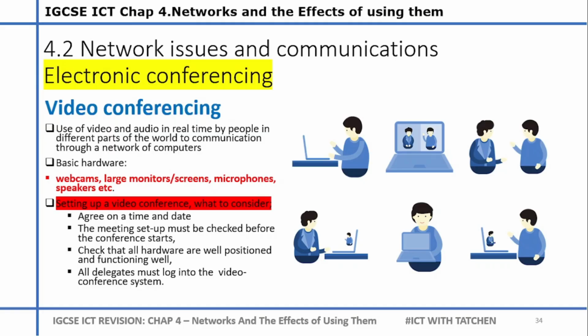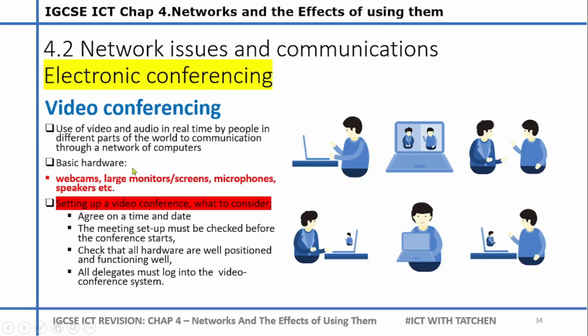It's basically the use of video and audio. You make use of both video and audio in real time by people in different parts of the world to communicate through a network of computers. For instance, if you find this group of people here, they might be connected to the same network. So instead of communicating physically like this, you connect through the computer. One person is communicating from one end, and the other person is replying from his or her own end. So that is basically video conferencing.